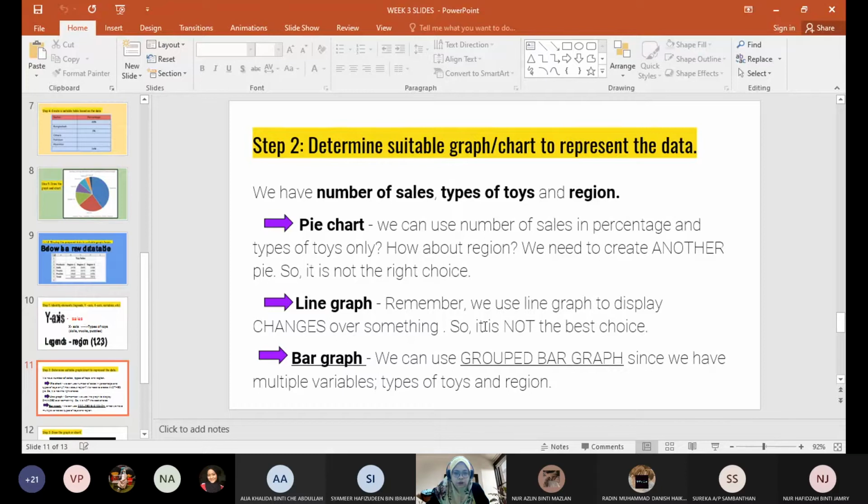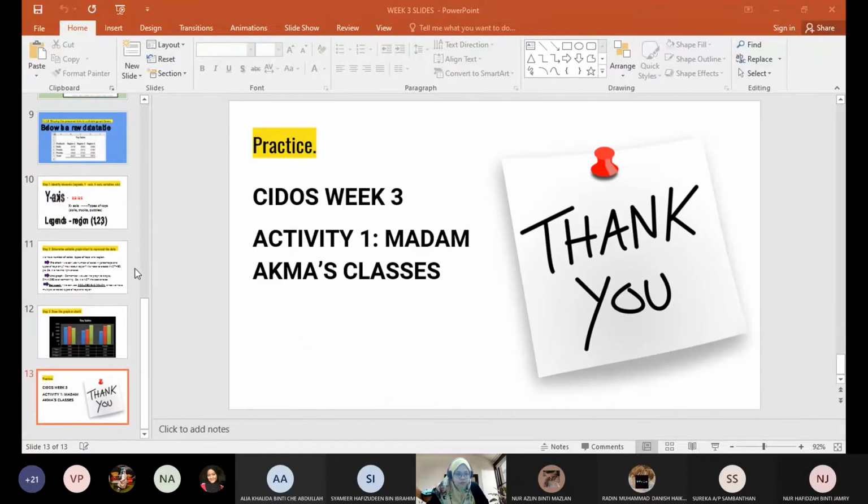Who still remembers what the group bar graph looks like? Macam mana? Group bar graph tu dia punya rupa dia macam mana? The bars are attached together, in 3s. Okay, the bar, they have more than one bar to represent one element. Okay, thank you for responding to my question.